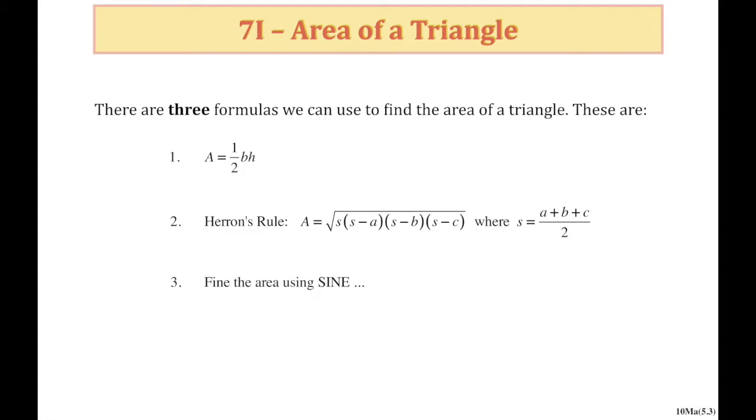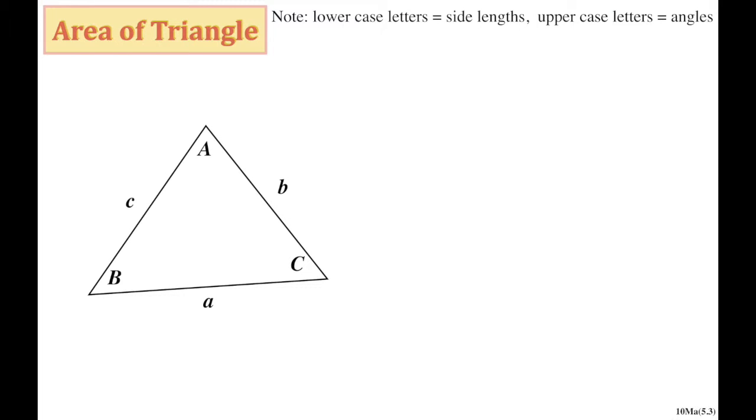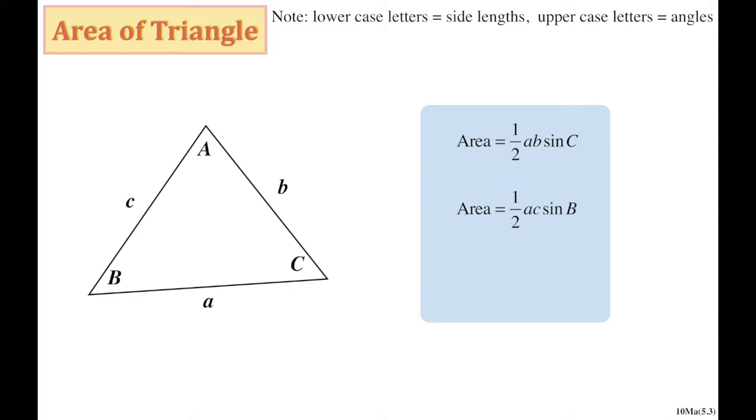The third method is using sine. So we use trigonometry. This is how it works. We label our triangle the way we've always labeled it. Capital letters mean angles. Opposite the angle is a lowercase letter that's the same, and they represent side lengths. So there are three versions of how to find the area of the triangle if we use trigonometry.